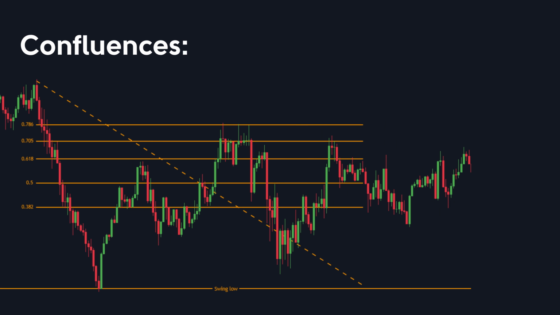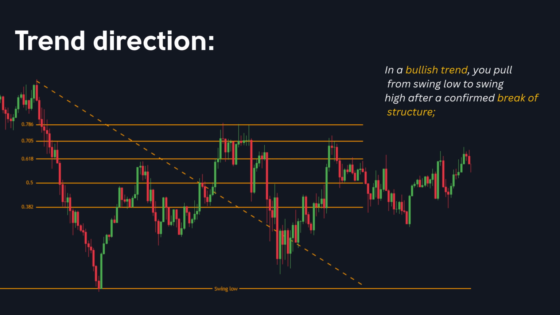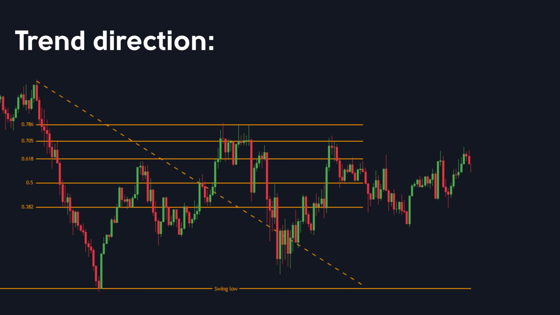The very next thing is confluence. These Fibonacci levels become far more powerful when they align with other high-probability market signals, and the three strongest forms of confluence are trend direction, order blocks, and fair value gaps. The first and most crucial layer is trend alignment. Your Fibonacci tool should always be drawn in the direction of the market's dominant flow. In a bullish trend, you pull from swing low to swing high after a confirmed break of structure. In a bearish trend, you pull from swing high to swing low once the market has broken down. This ensures you are using Fibonacci to enter pullbacks within the trend, not fighting momentum.